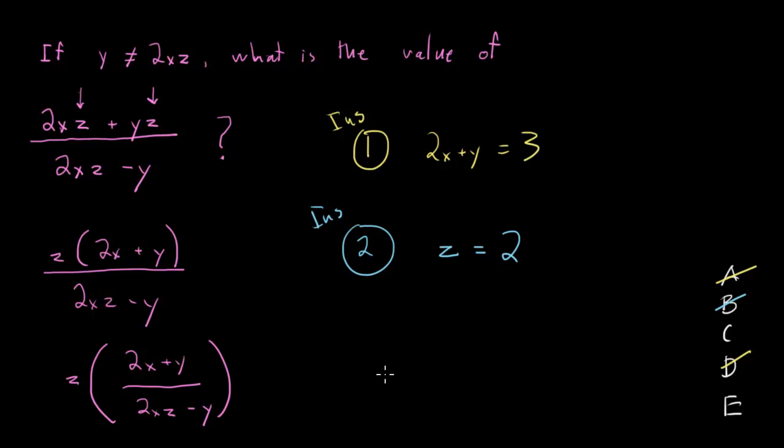And now we are on to considering them together. Now we know everything. We know that 2x plus y equals 3, and we know that z equals 2. So considering them together, do we have enough information?